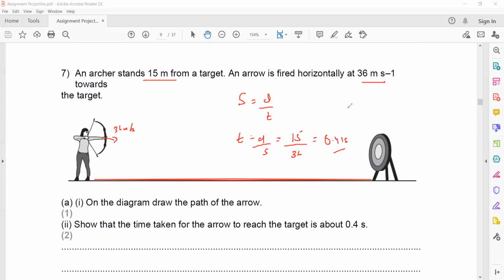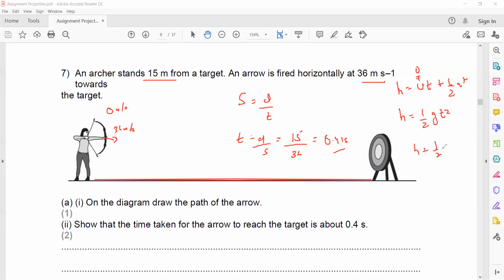Now we will find the change in height from the point where it is released. We can use the equation of motion, s is equal to ut plus half at square. But what is the initial speed? Initial speed is 0, because it's fired horizontally, so there is no vertical speed. Whenever we use the equation of motion, we substitute the vertical component. Because u is 0, this whole term will be 0. So this will be half, acceleration due to gravity, and t square.